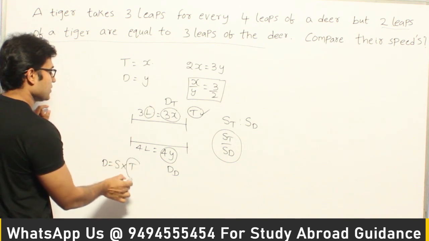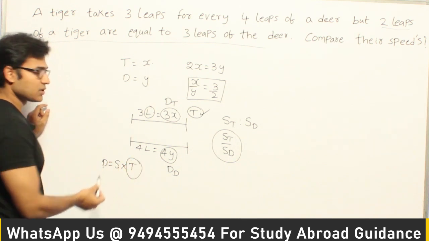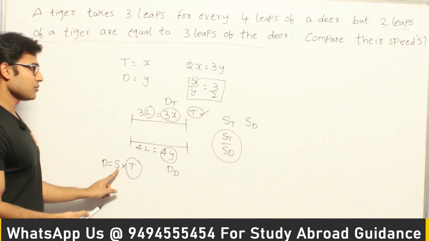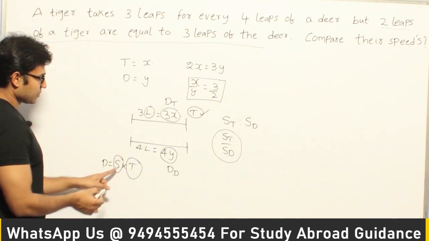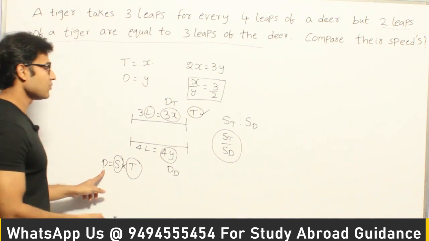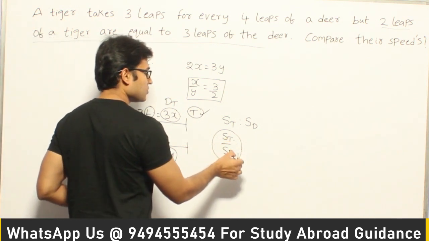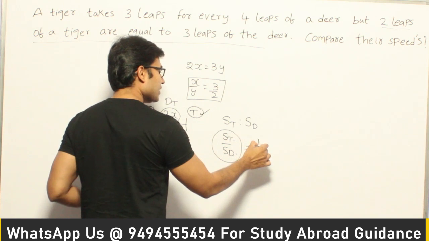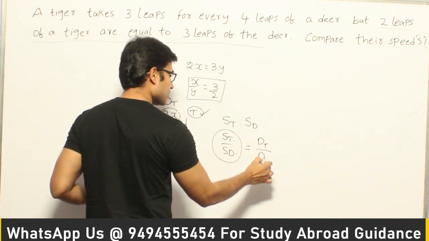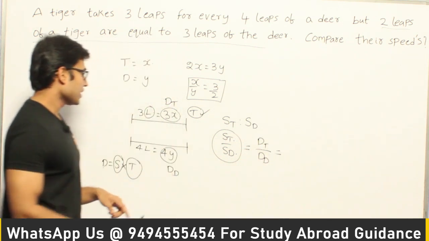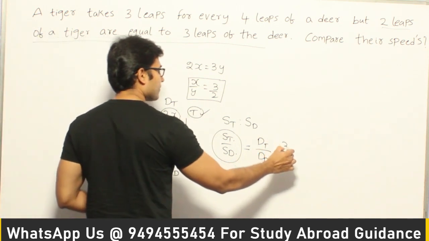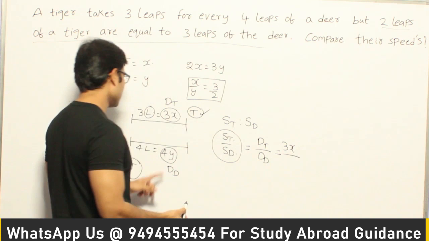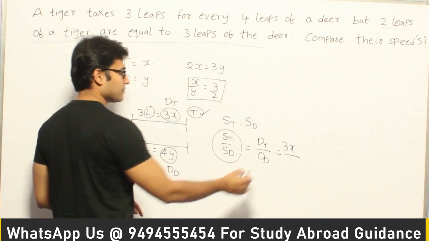Given that time is constant, speed is directly proportional to distance, or distance is directly proportional to speed. Now in this we want to use the rule that speed is directly proportional to distance. Therefore the speed of the tiger to the speed of the deer will be equal to the distance covered by the tiger divided by the distance covered by the deer. Now what is the distance covered by the tiger? In this time the distance covered by the tiger is 3x. And what is the distance covered by the deer? The distance covered by the deer is 4y.